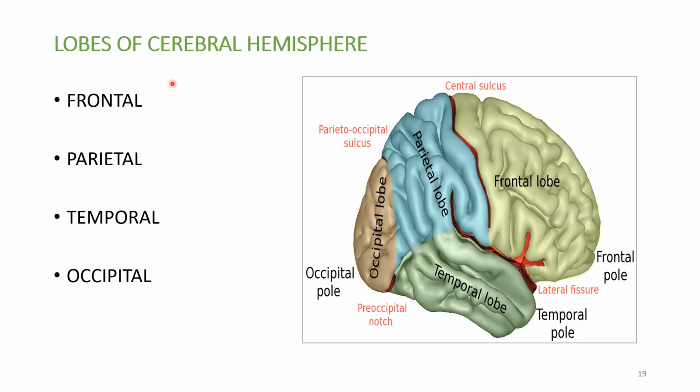Then coming to the lobes of the cerebral hemisphere. We have four lobes: frontal lobe, parietal lobe, temporal lobe and occipital lobe. And we have three poles: frontal pole, temporal pole, occipital pole. Here you can see central sulcus, which is separating frontal lobe from the parietal lobe. And this is parieto-occipital sulcus, which is separating parietal lobe from the occipital lobe. This is the pre-occipital notch. It is the lateral fissure, which is separating temporal lobe from the frontal lobe.